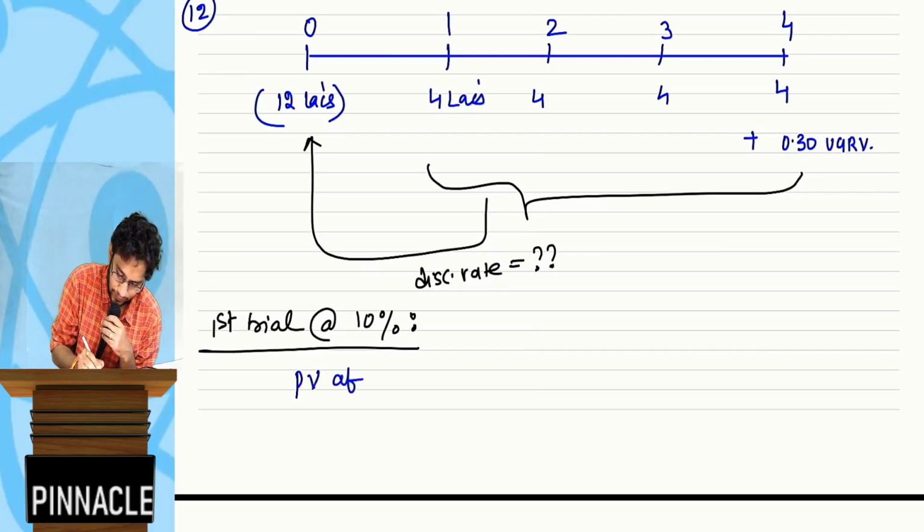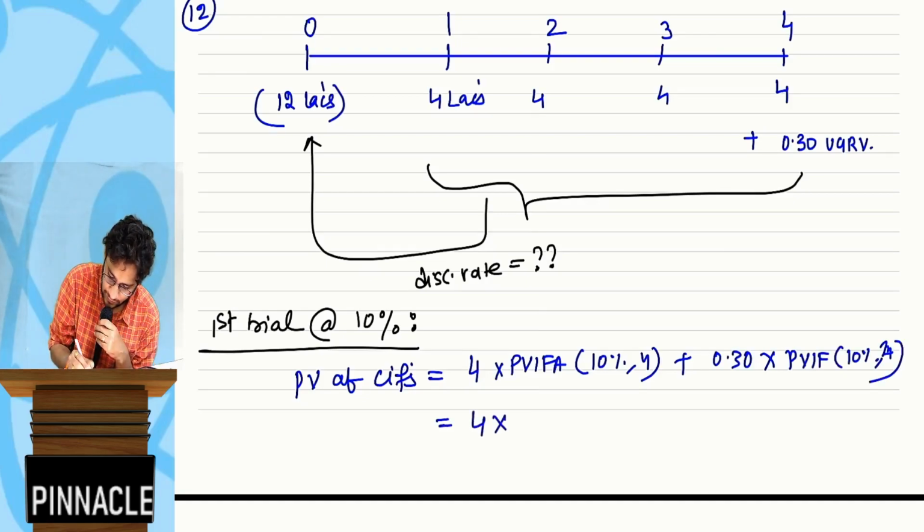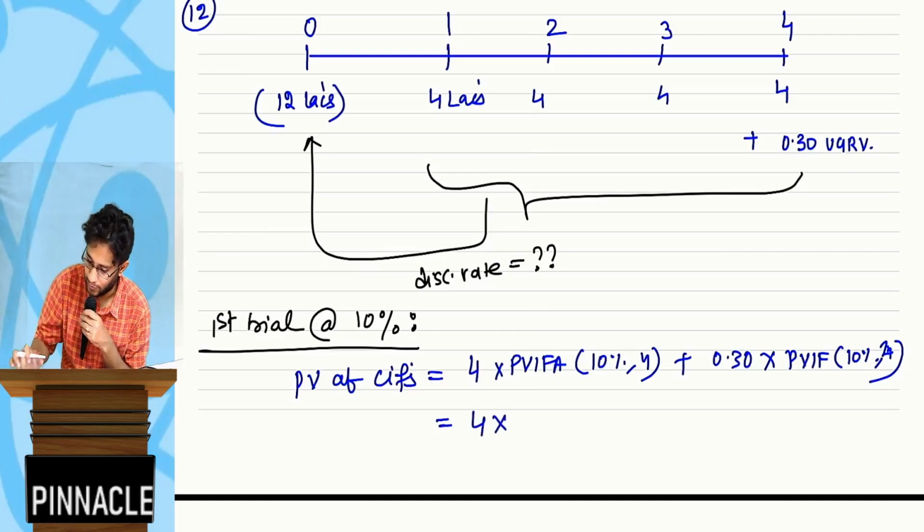PV of cash inflows is equal to 4 lakhs into PVIFA, 10% 4 years, plus 0.30 into PVIF, 10% 4th period. 4 into 1 divided by 1.10, first year, second year, third year, fourth year.